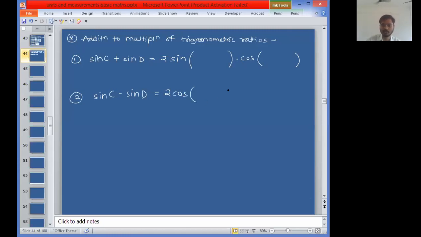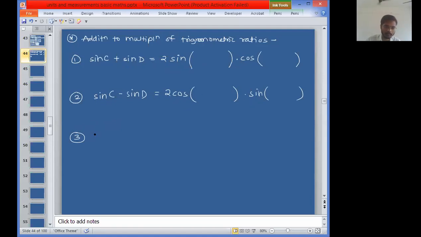2 cos sin. Sin plus sin is 2 sin cos. Sin minus sin is 2 cos sin. Okay, fine, sir. It sounds like music, right? Sin plus sin is 2 sin cos. Sin minus sin is 2 cos sin.